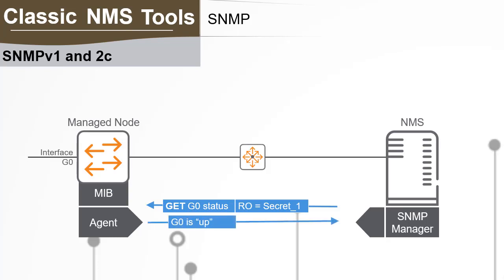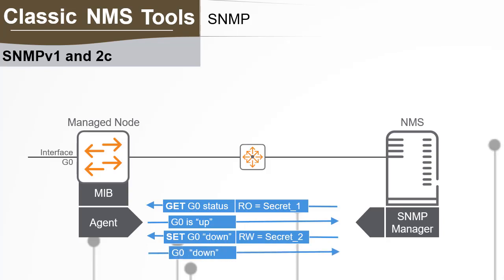There's also a GET NEXT request to more efficiently retrieve larger information sets from the MIB. To set a value, the manager sends a SET request with an appropriate read-write or RW string. If the string is correct, the new value takes effect.